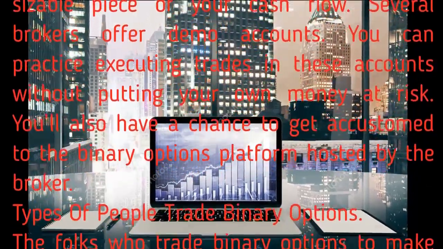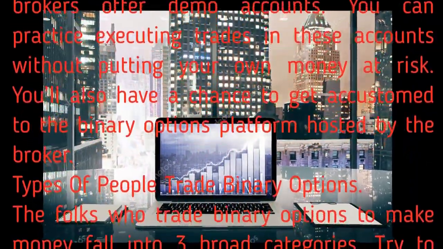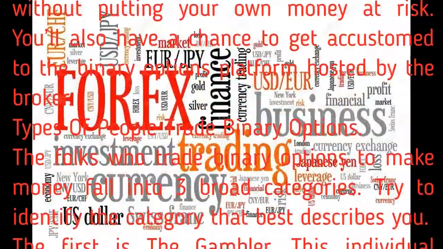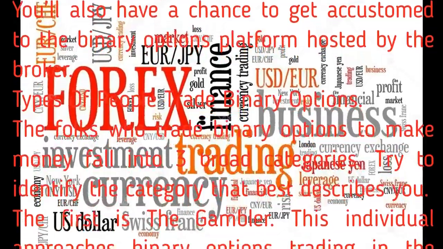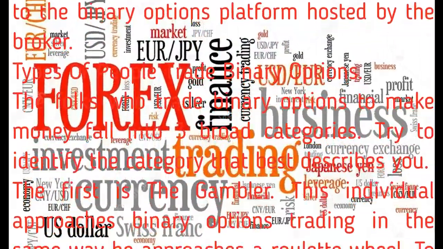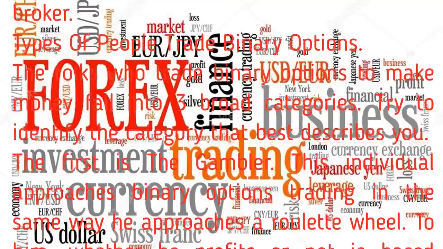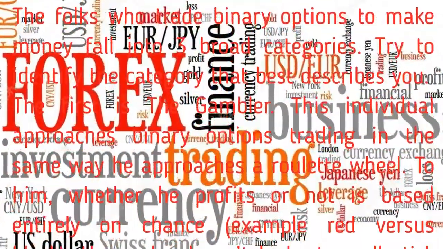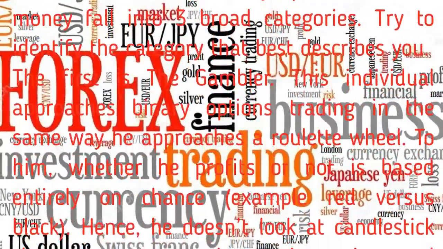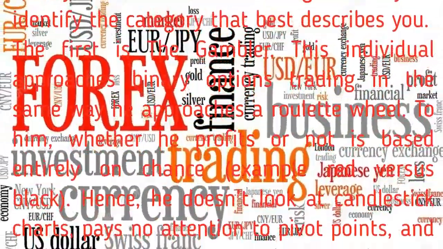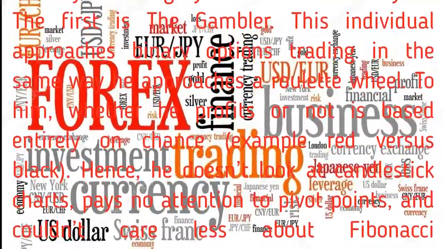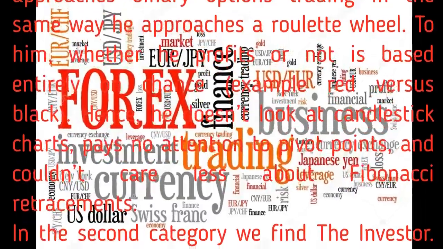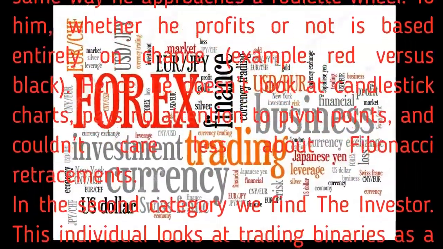Types of people who trade binary options. The folks who trade binary options to make money fall into 3 broad categories. Try to identify the category that best describes you. The first is the gambler. This individual approaches binary options trading in the same way he approaches a roulette wheel. To him, whether he profits or not is based entirely on chance, for example red versus black. Hence, he doesn't look at candlestick charts, pays no attention to pivot points, and couldn't care less about Fibonacci retracements.